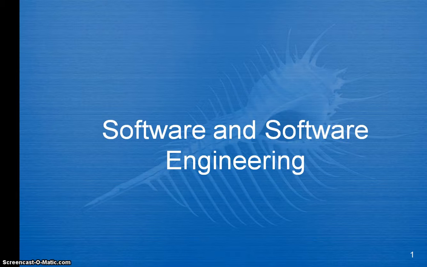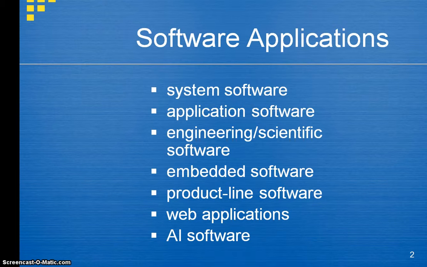Let me discuss software and software engineering. And these are some of the software applications, or you can consider that as different types of software which are in real life. First one, system software, obviously, that is the main category.